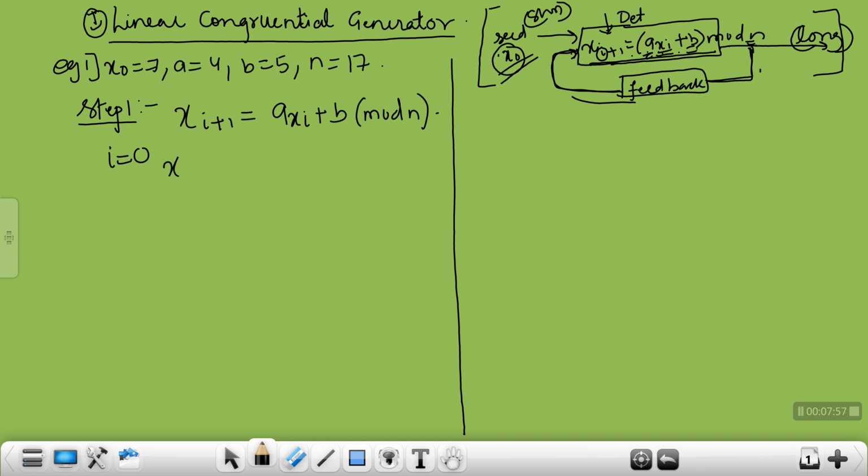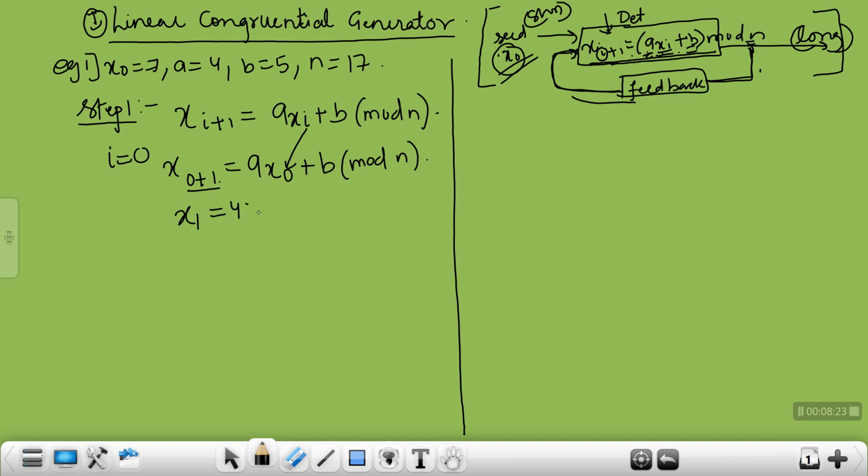So replace this: x(0+1) is A·x0 plus B, correct, because in place of i I have taken the value as 0, mod of n. Now replace this value. We know what x is 0. 0 plus 1 is nothing but 1. So what is the value of x1? We don't know. We need to calculate the value of x1.